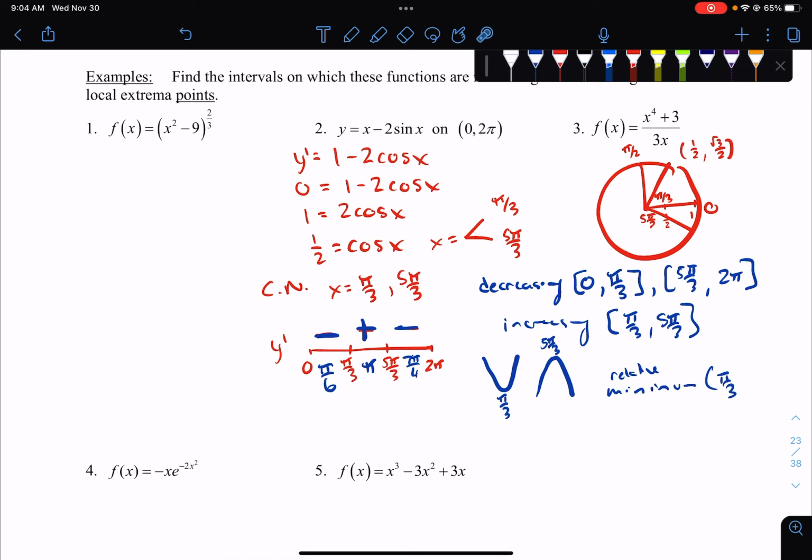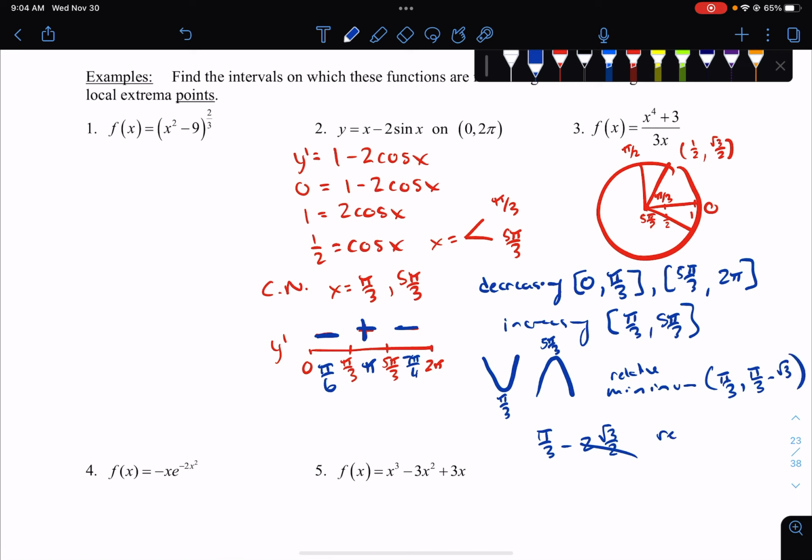Now I have to plug pi thirds into my original function to get my y value. So pi thirds minus 2 times the sine of pi thirds. Well, the sine at pi thirds is root 3 over 2. So this we can change to root 3 over 2. And so 2 over 2 cancels. So that's just pi thirds minus root 3. So that's my relative minimum.